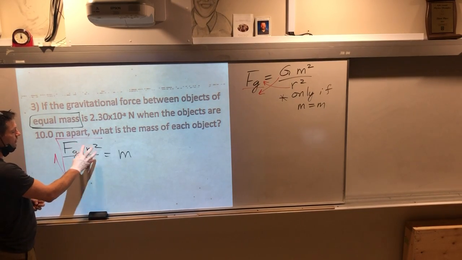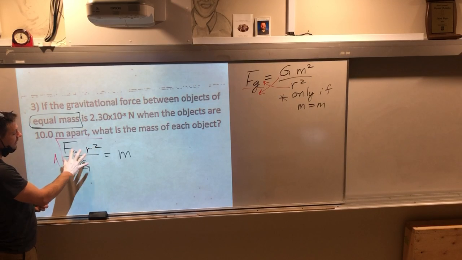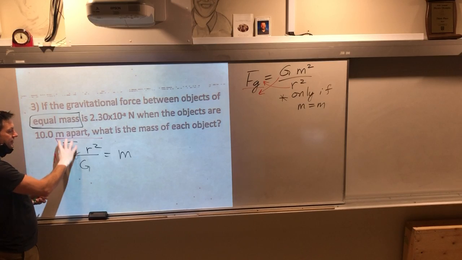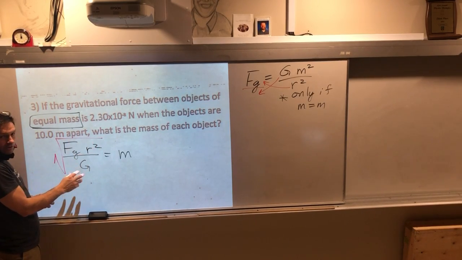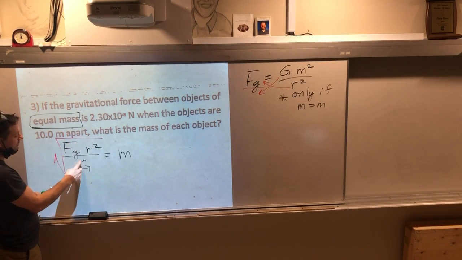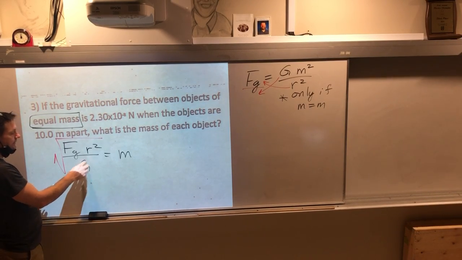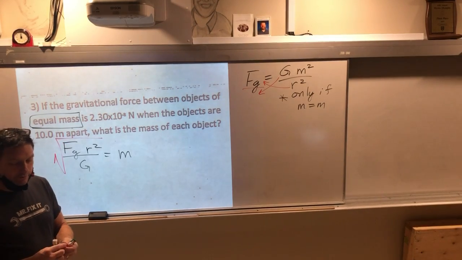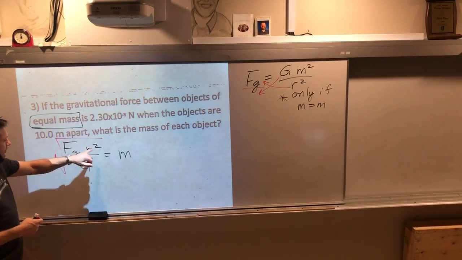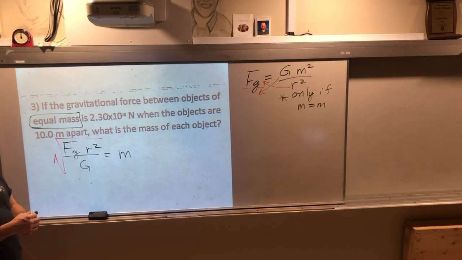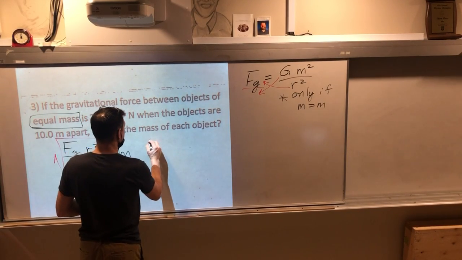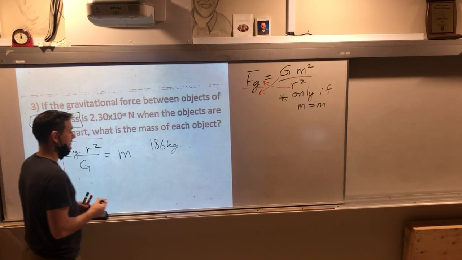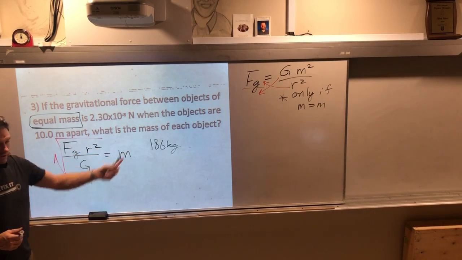Whether you square this, multiply it all out, and then square root it, because there's no adding or subtracting in here, you can actually separate the square roots into these different parts. So you could say it's the square root of FG over the square root of big G times R. You could do that, but it's not much of a time saver. So you plug your numbers in there and you should get, what's the answer? 186 kilograms.